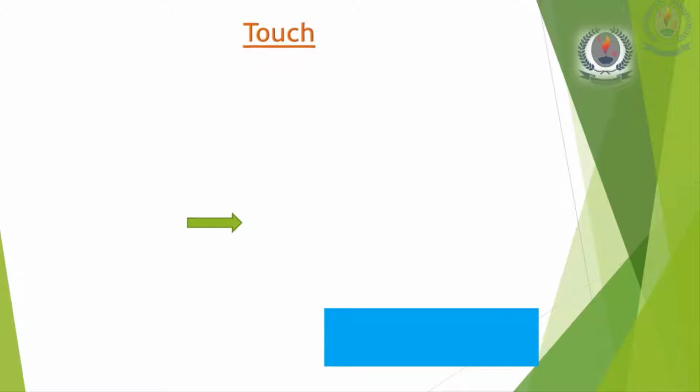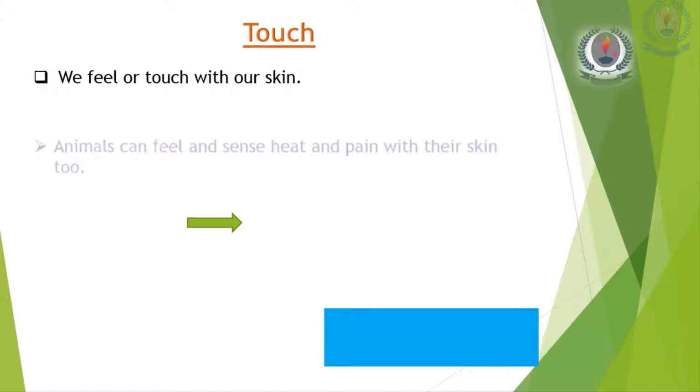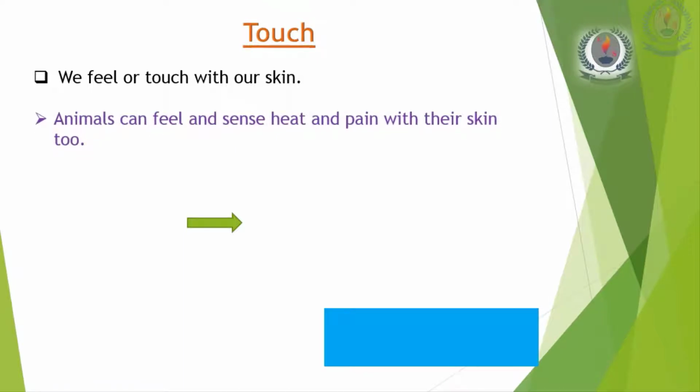Page number 47. The next sense is touch. We feel or touch with our skin. Animals can feel and sense heat and pain with their skin too.